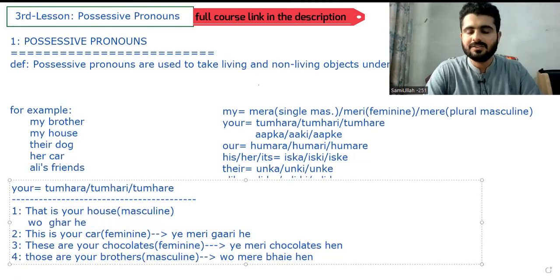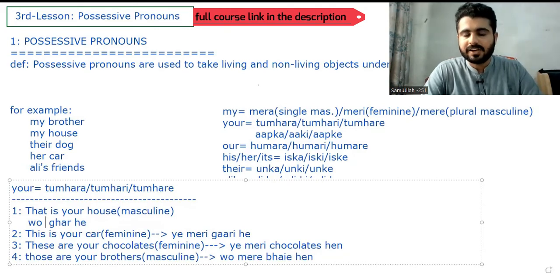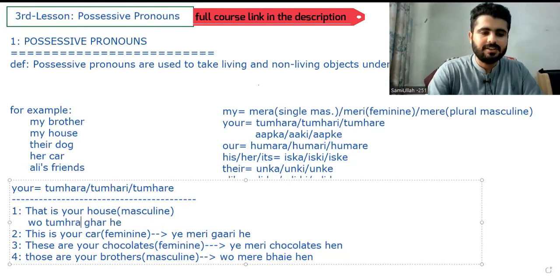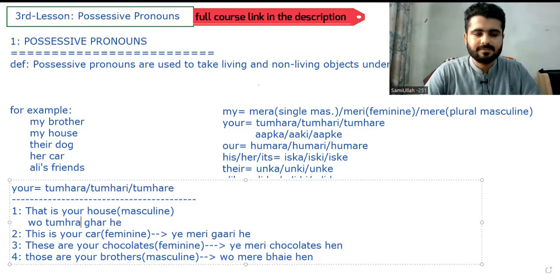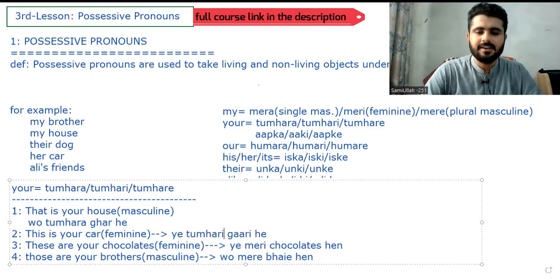First and foremost, tumhara, tumhari, tumhare. So we are talking about house, single masculine. The version for single masculine, tumhara. वो तुम्हारा घर है. Second, this is your car. Car is single feminine. So ये तुम्हारी गाड़ी है.